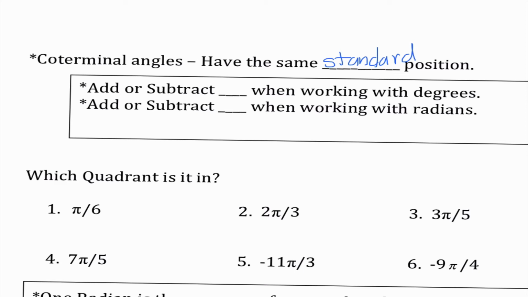So some things that we can do if we're working in degrees, I can add or subtract 360 degrees. And the reason why we would use 360 is because that is an entire circle. When we're talking about radians, we would add or subtract 2 pi. Because we've said pi is one semicircle, so 2 pi would be the entire circle.